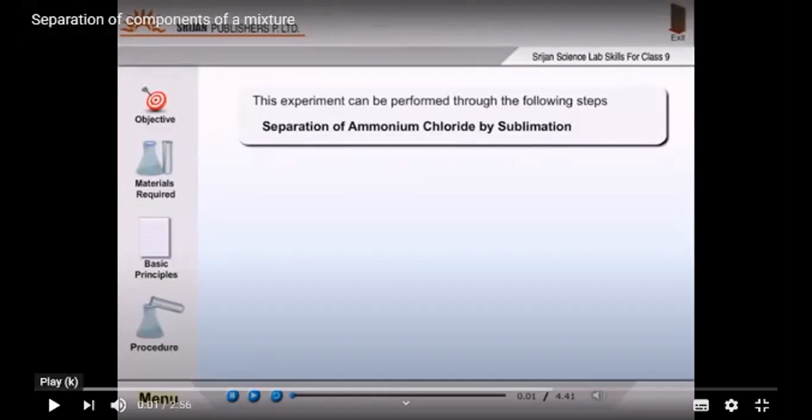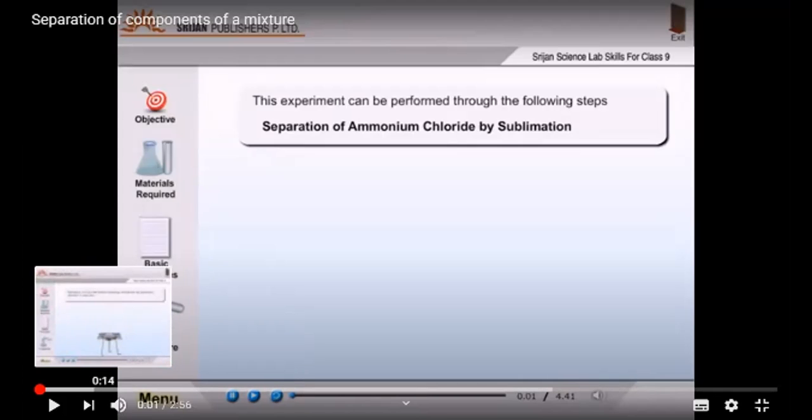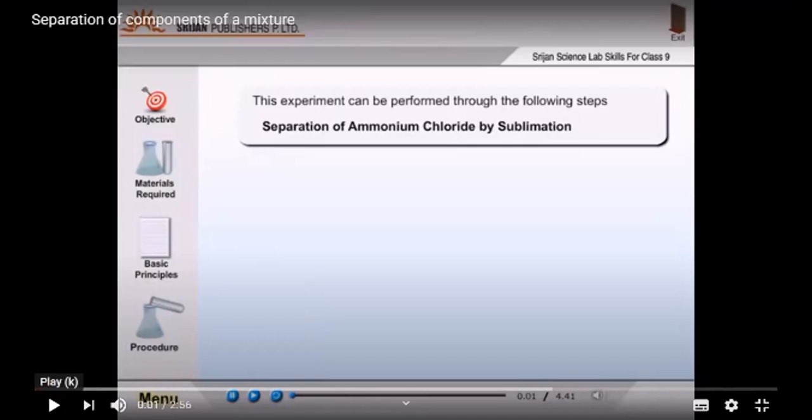In the first one, you are going to separate ammonium chloride by the sublimation process. In the previous lecture we studied different techniques, and one of them is sublimation, which is the direct conversion from the solid to the gaseous phase. So have a look at how we use this technique to separate ammonium chloride. Just watch the video, it is around 1.5 minutes, and then we will move to the next.